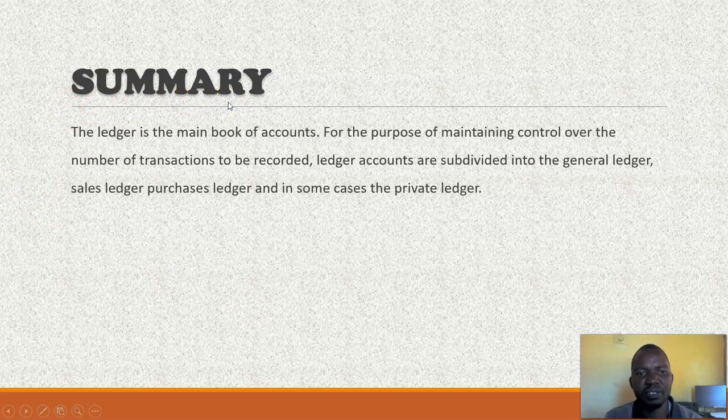Now, what have we learned today? Today, we've learned that the ledger is the main book of accounts. For the purpose of maintaining control over the number of transactions to be recorded, ledger accounts are subdivided into the general ledger, sales ledger, purchases ledger, and in some cases, the private ledger.